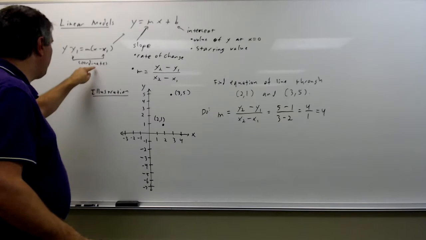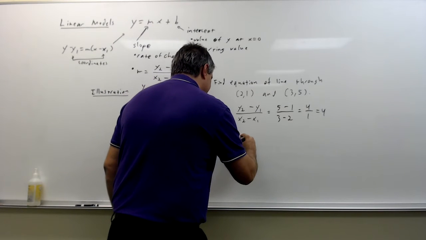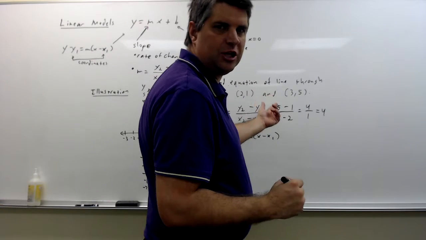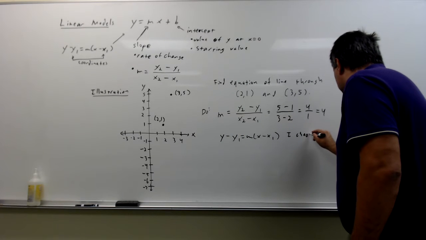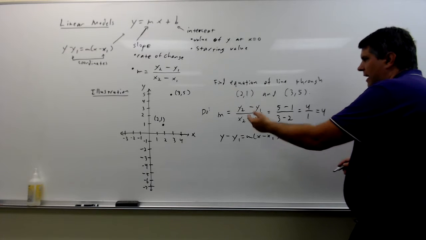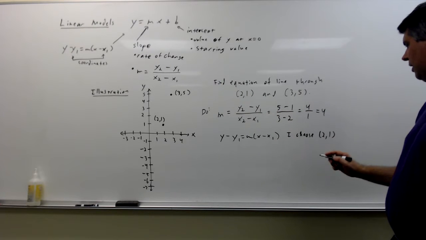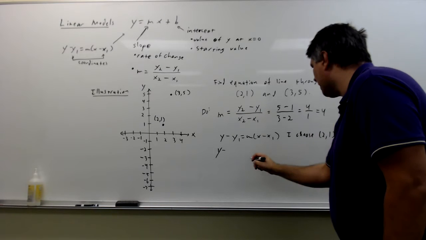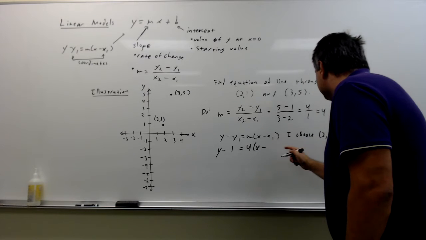Next, I would use this. I'll go ahead and use this point. You could actually use either of them, but I'll use this one. I choose 2, 1, because technically it represented the x sub 1, y sub 1 in the slope formula. So y minus the y coordinate 1 equals, the slope was 4, x minus the 2.